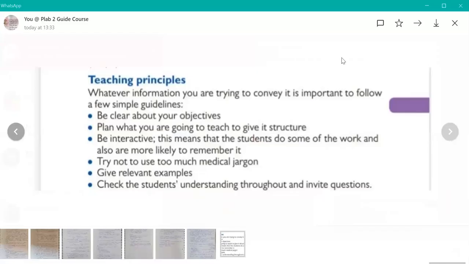Okay, so let's start talking about teaching principles and things you must include in your teaching stations. Please stay muted unless you want to talk, because it can bring some noise.